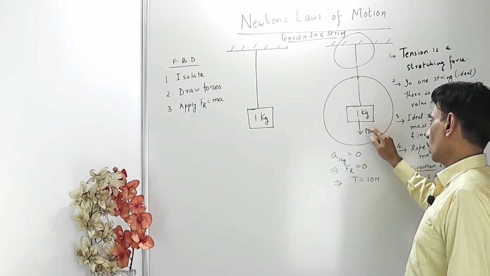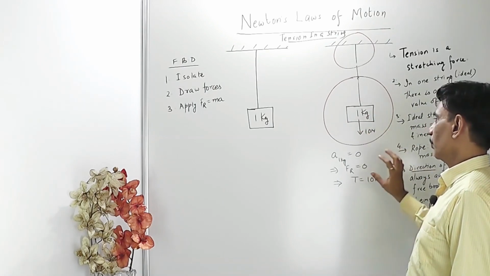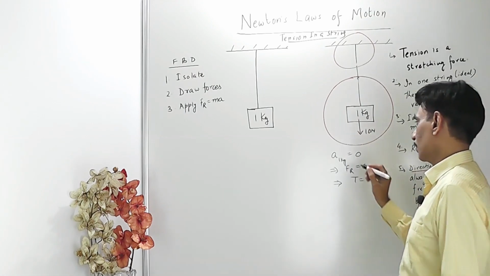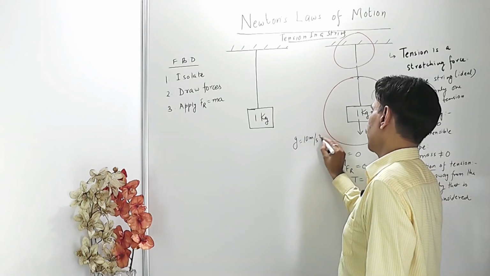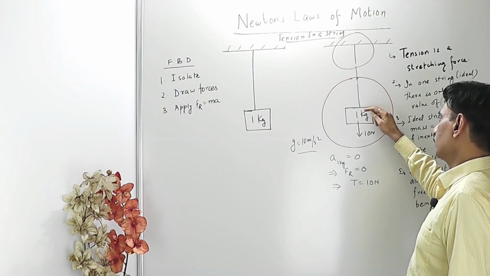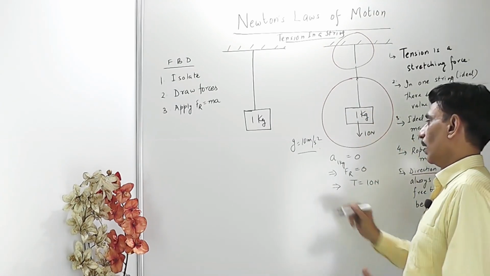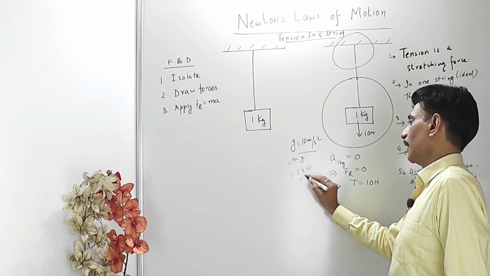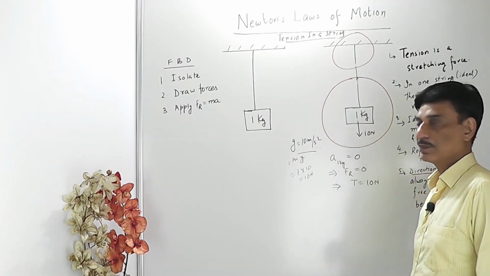Earth pulls all the objects towards the center. It has a tendency to pull all the objects towards the center with a force equal to mg. For the ease of calculation, we are taking g as 10 meter per second square. So weight, or the force with which this block is being pulled downwards, is m into g. Mass is 1 kg, g is 10, so that comes out to be 10 Newton. So with the 10 Newton force, this is being pulled down.